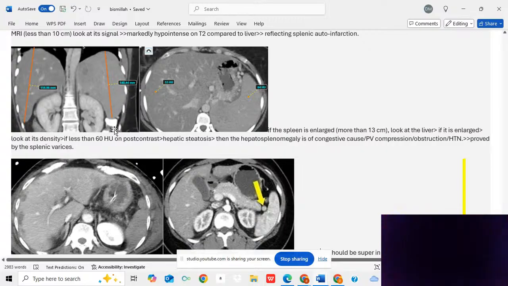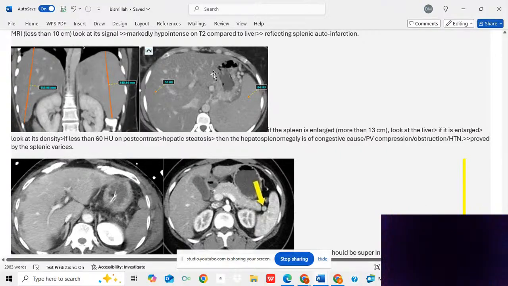What to do? What is the reason? Look at the liver. The liver is an indicator of splenic diseases. Look at the liver. Thus the liver is also enlarged. Okay. Look at the density of the liver. The liver density will solve this problem.